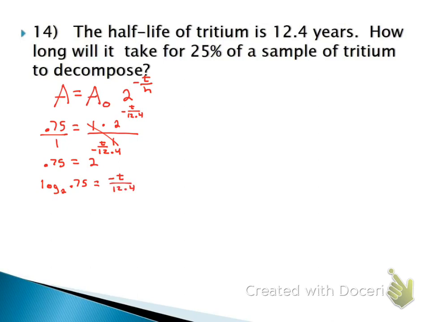Okay, go to our calculators. Find log base 2 of 0.75. Log base 2 of 0.75. We get negative 0.4 something, right? I'm going to write that. Negative 0.4 squiggle equals negative t over 12.4. I'm solving for t. I then do what, guys? I multiply by negative 12.4. That's how we're going to get that negative value to become positive, which makes sense. We're not going back in time.